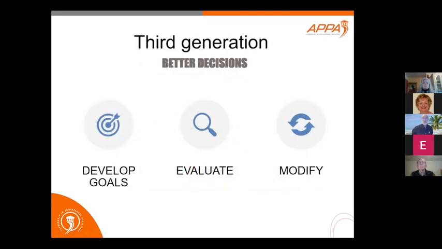But what we really want to do, if you're going to take good advantage of the FCI, is to move to the third generation and make better decisions about what to do with your campus and how to take care of it. And that means we have to develop some goals. We need to evaluate where we are relative to our performance, and then maybe make some modifications, some improvements. This is the overall plan, do, check, act, where we're using the FPI as part of our check to recognize how well we are doing.